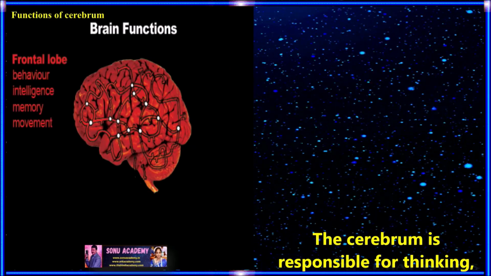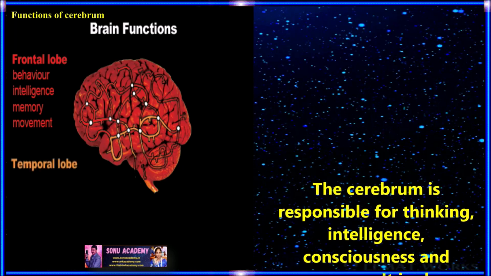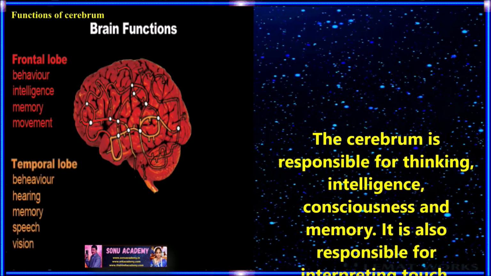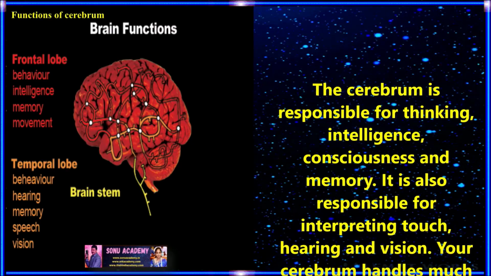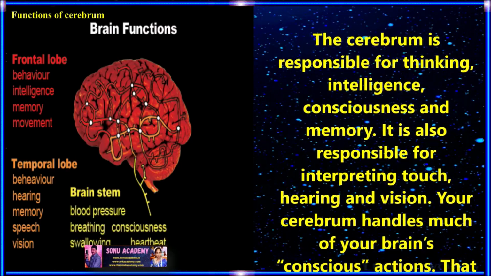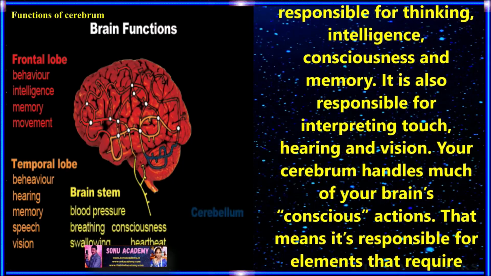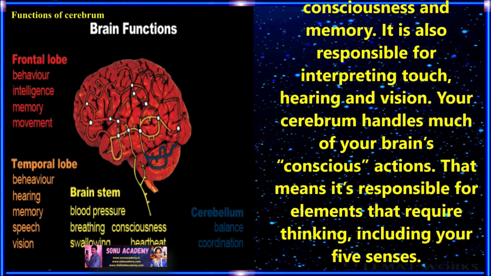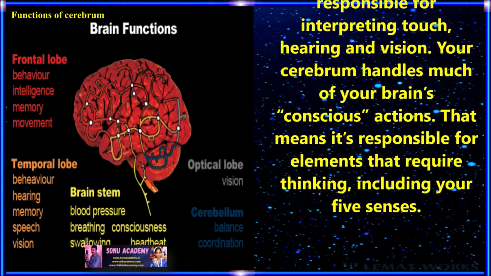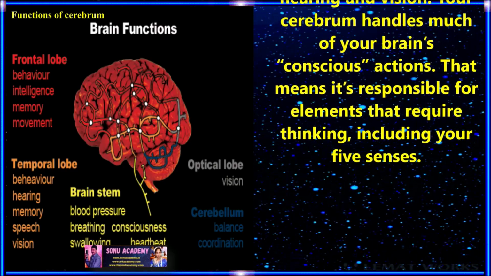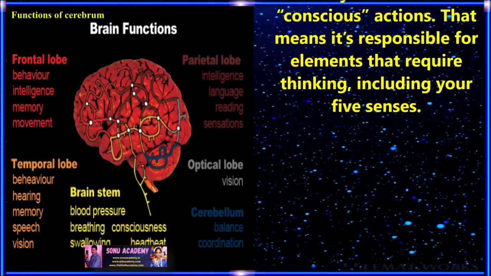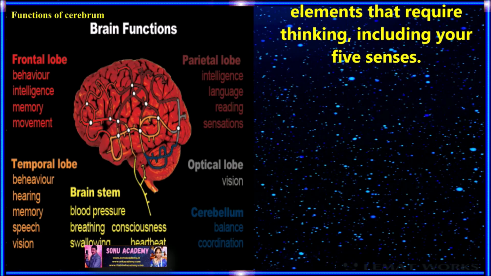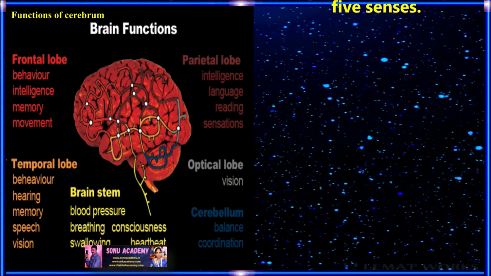Children, now let us discuss the functions of the cerebrum. The cerebrum is responsible for thinking, intelligence, consciousness and memory. It is also responsible for interpreting touch, hearing and vision. Your cerebrum handles much of your brain's conscious actions. That means it is responsible for elements that require thinking, including your five sense organs.